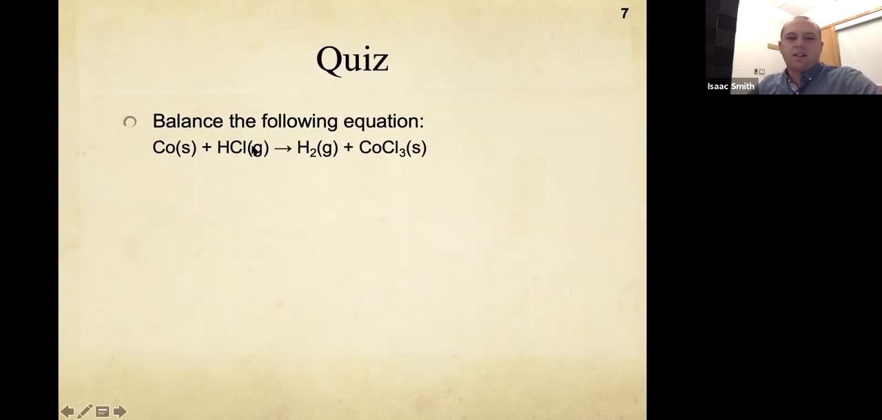All right, again, let's try another one here. Go ahead and try and balance this equation. All right, so let's walk through it. So we have, I'm gonna draw my little table again.